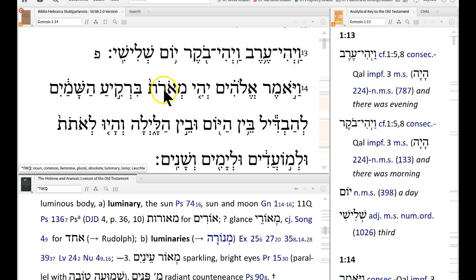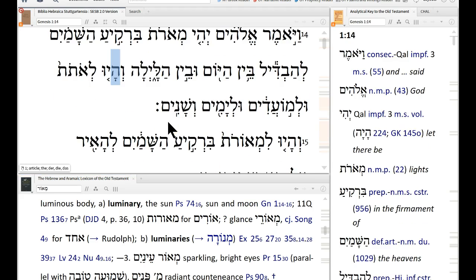You can see the word light there. In Rakia, so notice you don't have the word the, and the reason you don't have the word the is because this is in construct with Hashemayim. Let there be luminaries in Rakia of the heavens. So when you have it like that, you get to put the word the here, but the here comes from this being the heavens. So in the heavens, in the Rakia of the heavens. And then we have our friend Badal, Hifil. This is an infinitive construct, to divide between the day and between the night.